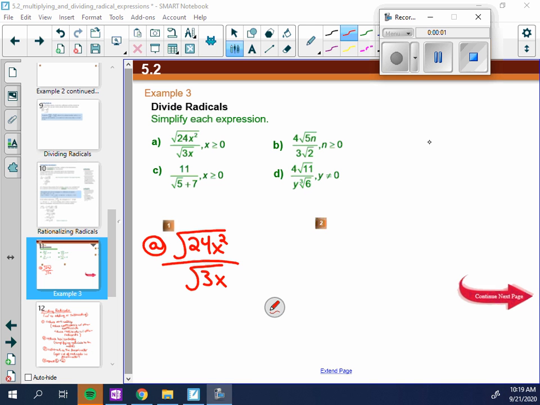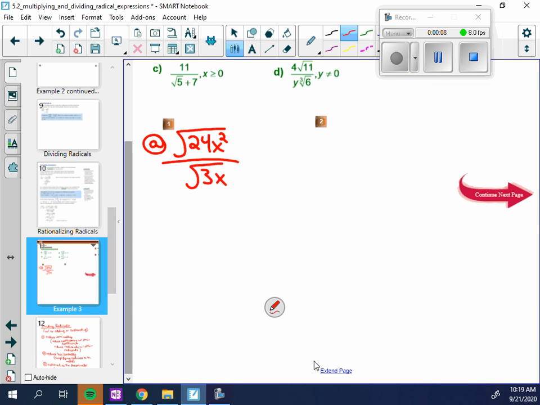Let's take a look at A here. We have the square root of 24x squared over top of the square root of 3x. Now remember, my steps worked as long as there was no adding and subtracting. And there is no adding and subtracting here, so I can use my steps.